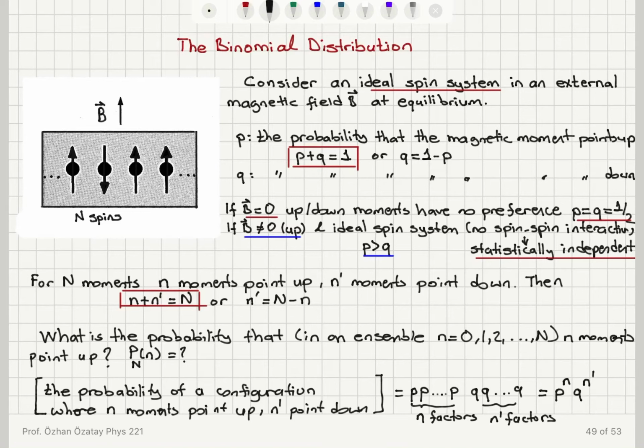So I ask myself, what is the probability of a configuration where n moments point up, n prime point down? Well, first thing that comes to my mind, since these are statistically independent, recall that for 2 coins, what is the probability that both of them are heads? It would be 1/2 times 1/2, 1/4. So here I have P times P n times, because I'm doing this for n coins if you wish, so it's n moments, and n prime moments have to be done, so Q times Q all the way up to n prime factors. So I should have P to the n, Q to the n prime.